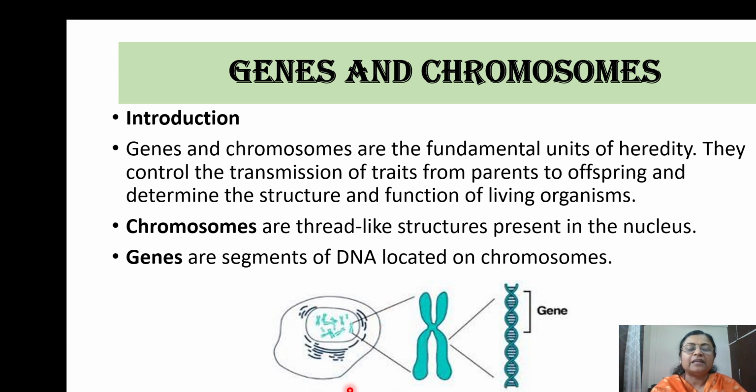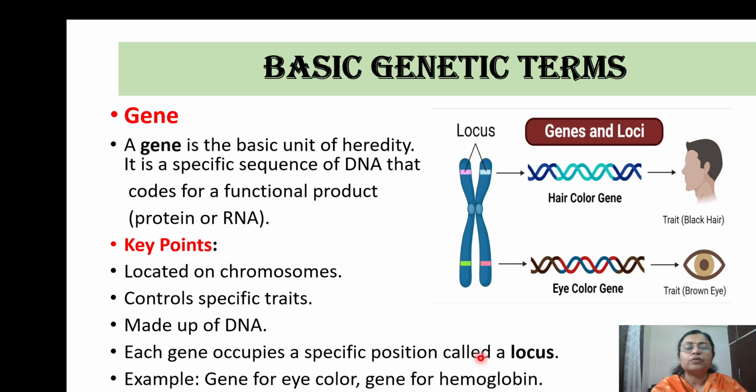You can see in this image, this is the structure of a cell. Inside the cell, there is a nucleus, and in the nucleus, you can observe such condensed bodies which are known as chromosomes. First of all, these chromosomes are made up of DNA, and on that DNA, genes are located.